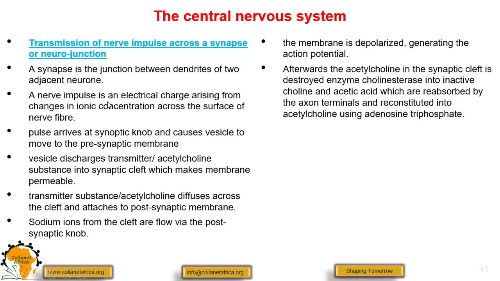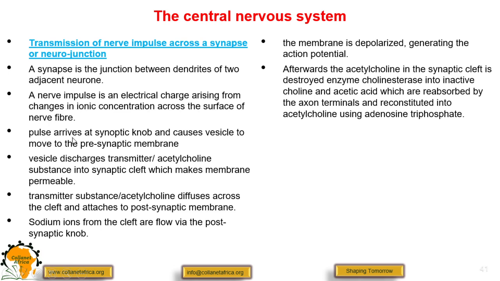Therefore, a nerve impulse can be defined as an electrical charge arising from the changes in ionic concentration across the surface of the nerve fiber. So when we have changes in the concentration of ions across the surface of the nerve fiber, it results in a nerve impulse.